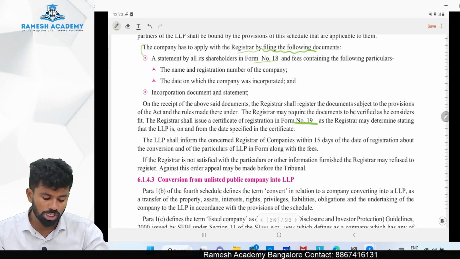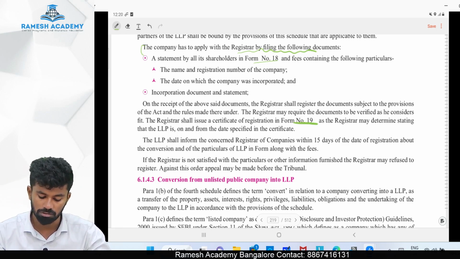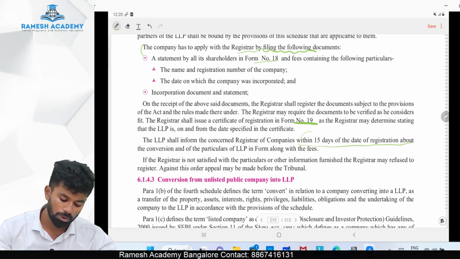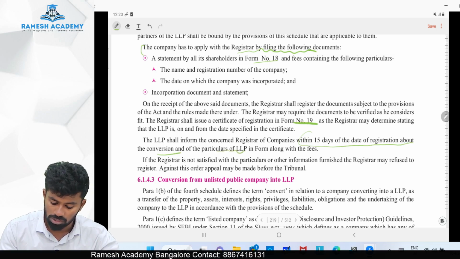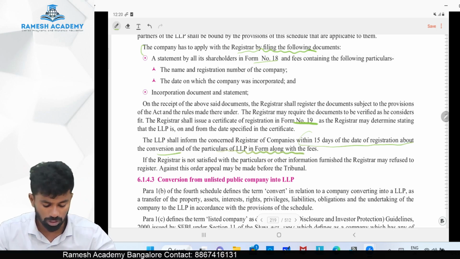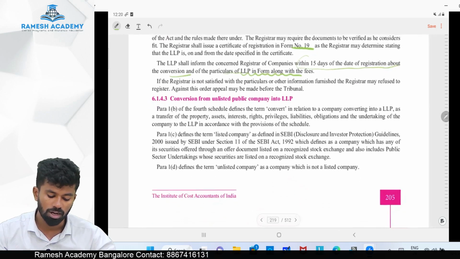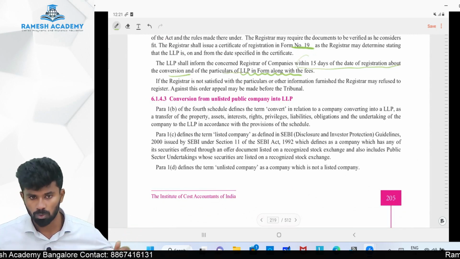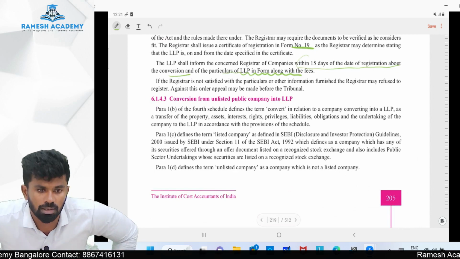The LLP shall inform the concerned registrar of companies within how many days? Within 15 days of the date of registration, about the conversion and the particulars of the LLP in the prescribed form along with the fees. Conversion of unlisted public company into LLP. Sir, can we convert listed companies? Sir, no, only unlisted public companies.